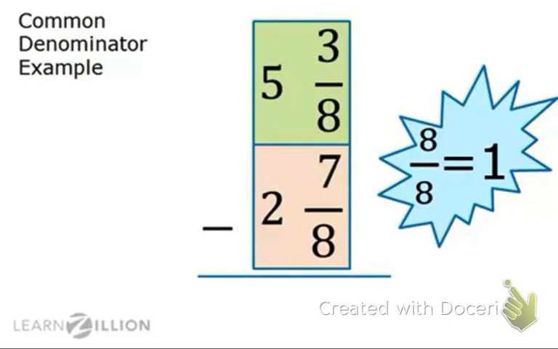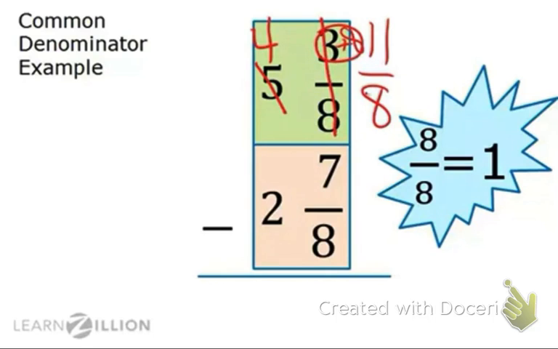Remember, 8/8 equals 1. So, if we borrow a 1 from the 5, that leaves 4 in the ones place. The 8/8 plus the 3/8 create 11/8. Now we can use this 11/8, subtract 7/8, and get 4/8. 4 minus 2 is 2 in the ones place.